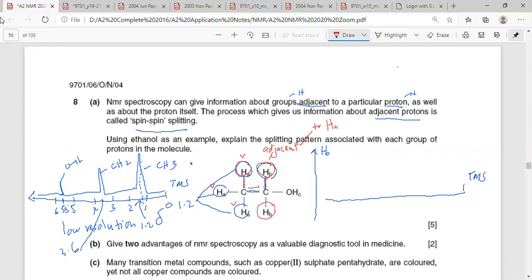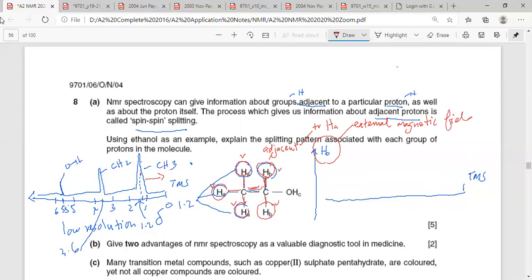That means this one will affect this one here, 1, 2, 3. Same here, 1, 2, 3. So these two fellows here will affect this main peak here. How will it affect it? Remember, these 3 fellows here will give you this peak because of the external magnetic field.